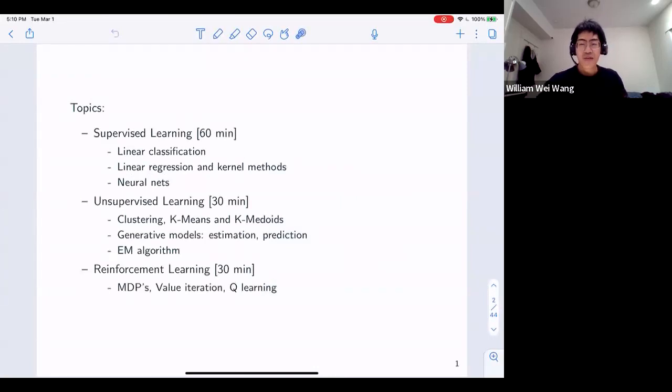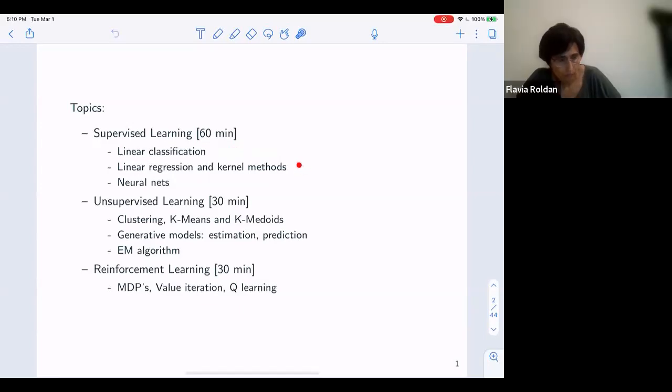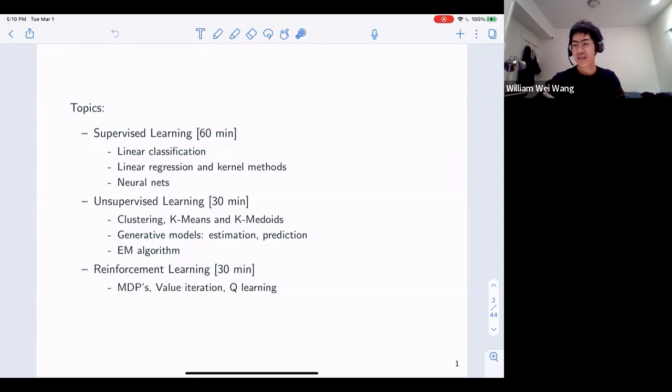Okay, so remember in machine learning, we had three overall large topics. The first one is supervised learning, which I'll be spending quite a bit of time on today. Some of the topics included in supervised learning are linear classification and regression, so things like linear decision boundaries and margin and so on, and neural networks as well. Unsupervised learning will have clustering and generative models, the EM algorithm. So these are things that hopefully you remember seeing.